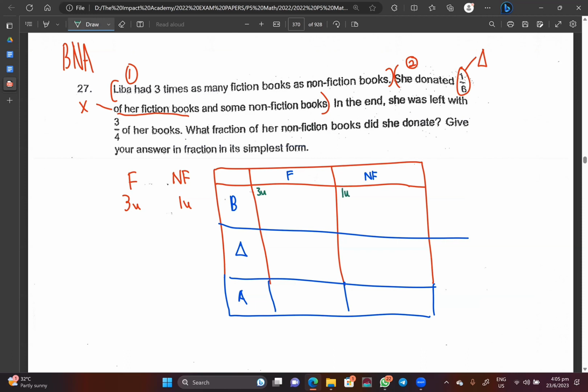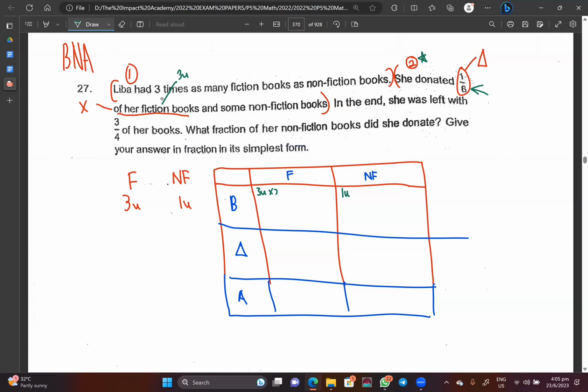Okay, so once I'm done with this, I can do sentence number 2. Sentence number 2 says that she donated 1/6 of her fiction books. Fiction books is 3 units, isn't it? Isn't it true to say 1/6 times 3 units over here? But the problem with 1/6 times 3 units is this, right? When I do 1/6 times 3 units, I get 1/2, which I kind of don't want. So what I can do is I can just simply change this into a multiple of 6. You understand what I'm saying? So that when I times, I do not get a fraction or whole or decimal.